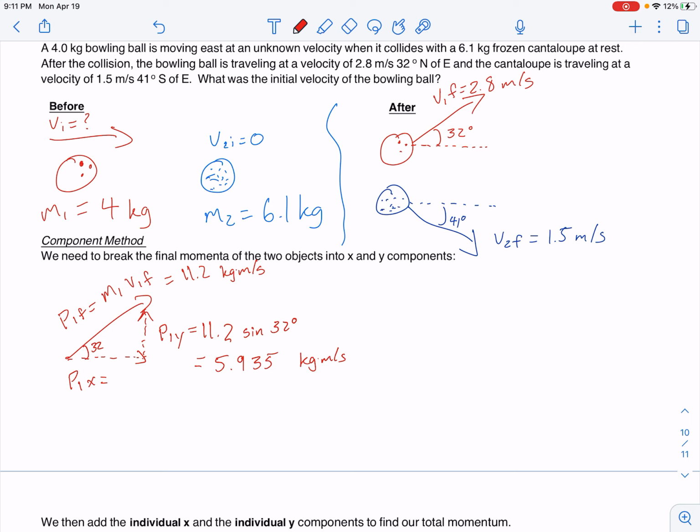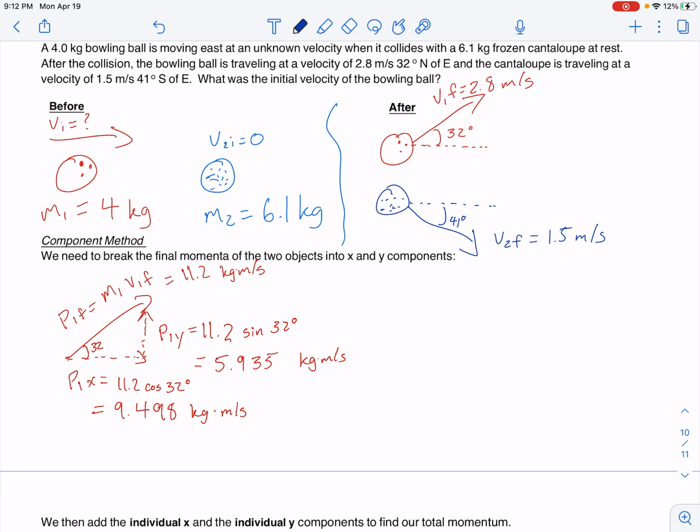Okay. The x direction, right? This is the adjacent side, so we're going to use the cosine. So 11.2 cosine 32 will be equal to 9.498 kilograms meters per second.